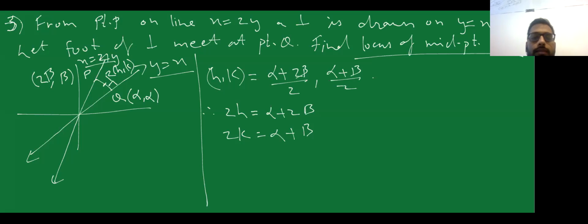So simplify to get the values of alpha and beta. How can we do that? Can we substitute any value of H, alpha, beta in common? Okay, so the best thing is to subtract, so that the alpha terms will cancel out. Here we'll have 2H minus 2K, which is equal to 2 beta minus beta, that's 1 beta. Therefore, I have the value of beta over here, which is equal to 2 into (H minus K).